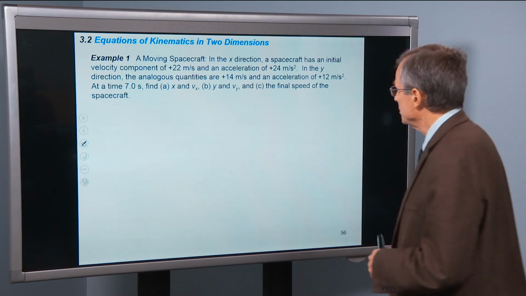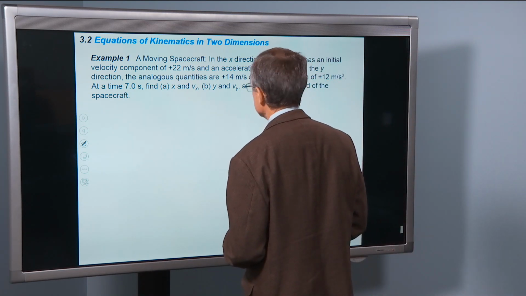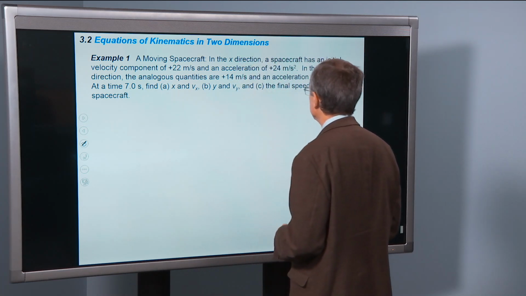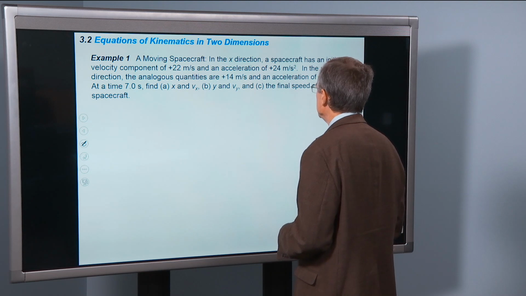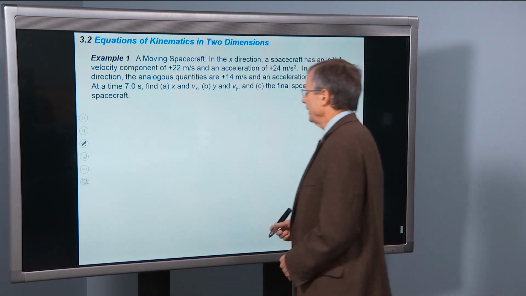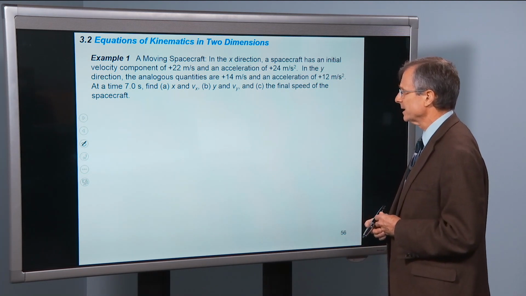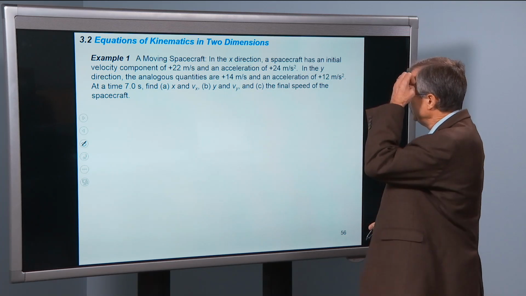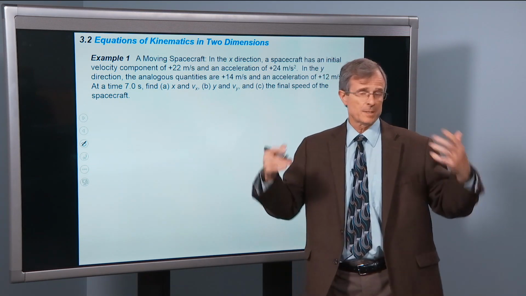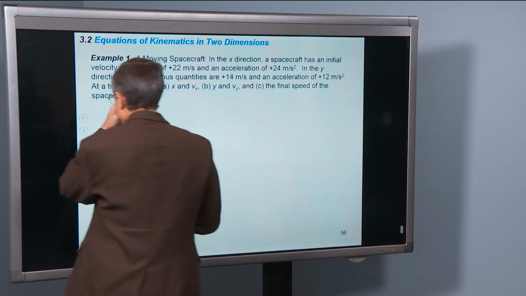All right, let's do a quick example. A moving spacecraft. In the x direction, the spacecraft has an initial velocity component of 22 meters per second and an acceleration of 24 meters per second squared. In the y direction, the analogous quantities are given as well. At time 7 seconds, find x and vx, y and vy, and the final speed of the spacecraft. Nice thing about this problem is there's only one segment. So we're only talking about one particular acceleration.